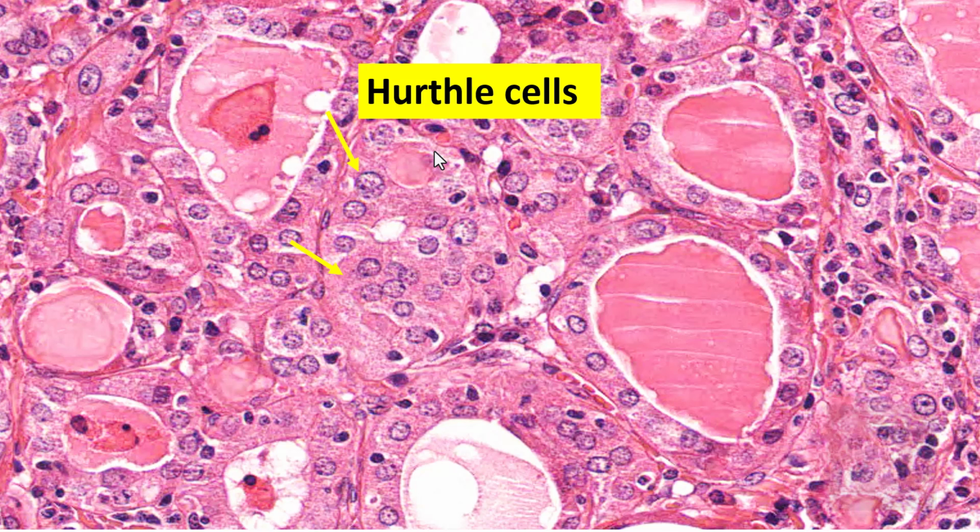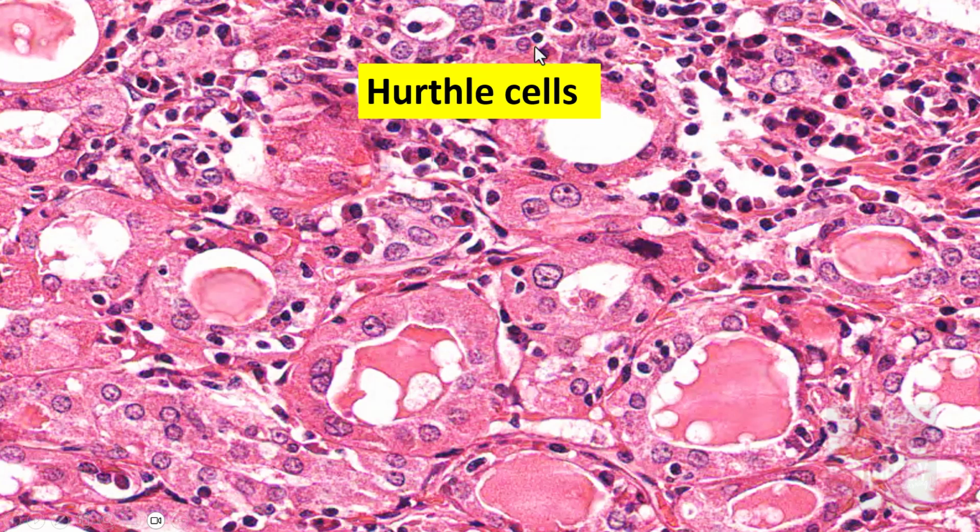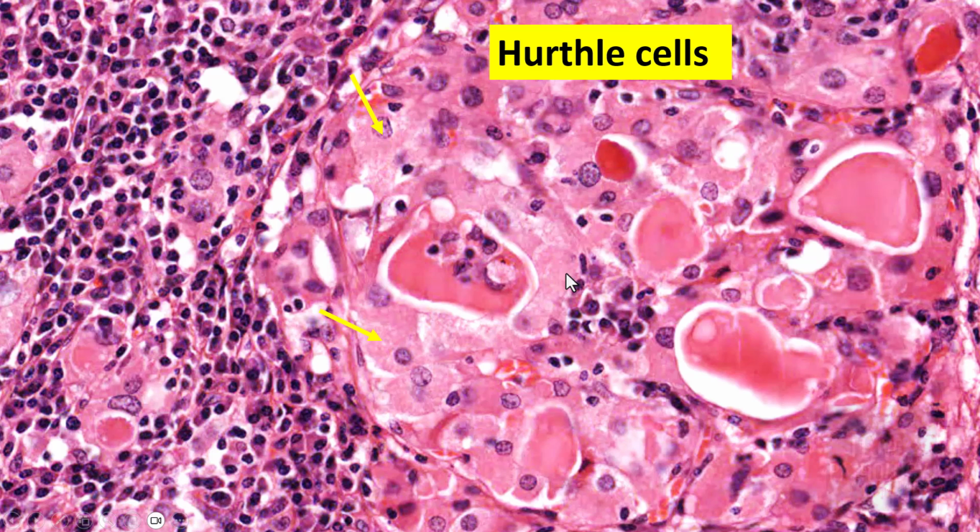Remember, look at this. There can be anisonucleosis. You can see variable size nuclei also. So these are Hurthle cells. These are some more illustrations of Hurthle cells. This is a high power view demonstrating the granularity of the cytoplasm.